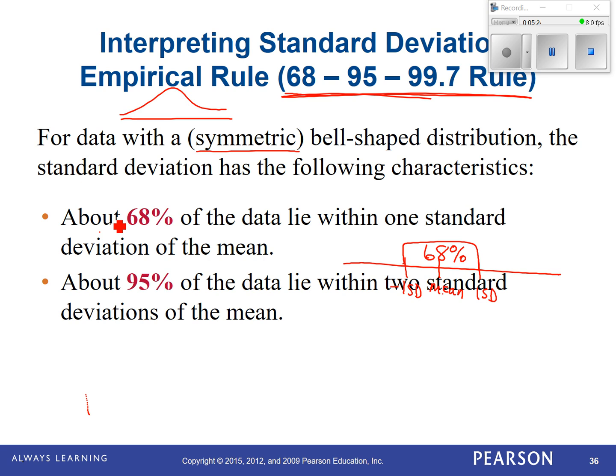About 95% should lie within 2 standard deviations. If we go out another standard deviation away from that, so if we take whatever number we came up with here and we add the standard deviation to it, we're saying that about 95% of all the data is going to fall within there. That's within 2 standard deviations.